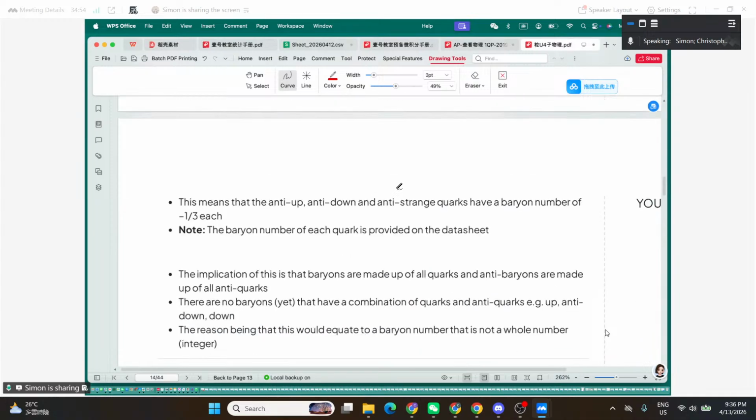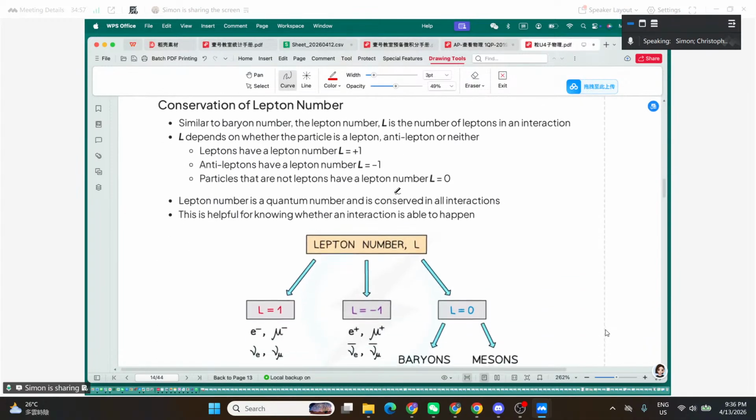Okay, and besides that, the third conservation in particle physics is the conservation of the lepton number. It is similar to the baryon number. The lepton number is the number of leptons in the interaction. L depends on whether the particle is a lepton or an anti-lepton, same as the baryon number. If you are a lepton, the lepton number is positive one. And if you are an anti-lepton, the lepton number is negative one.